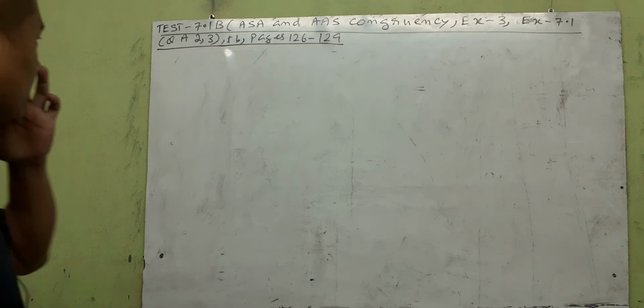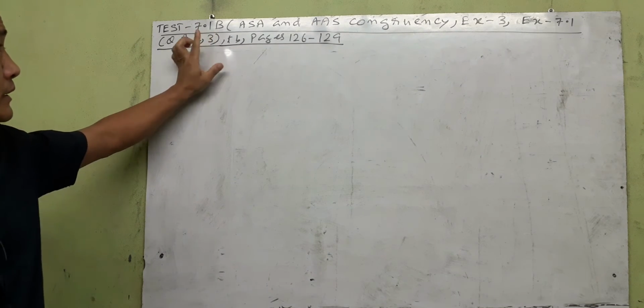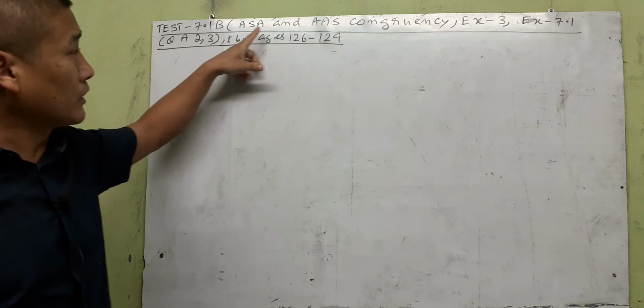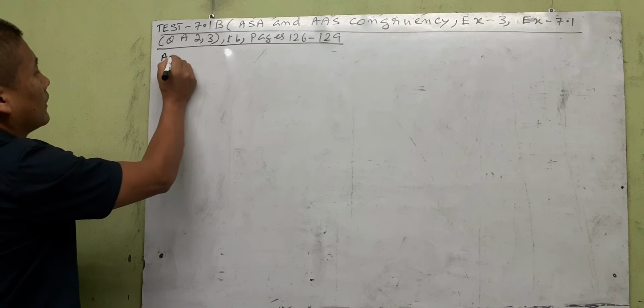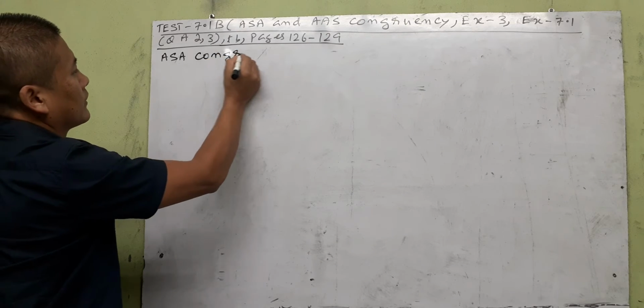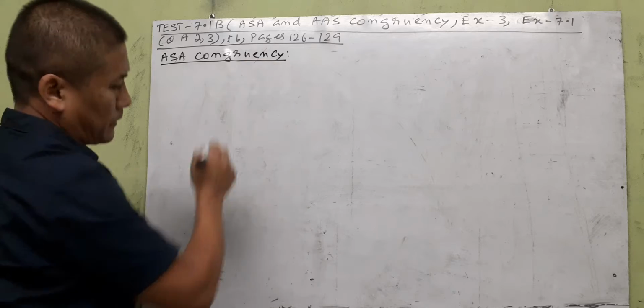Okay, so this test portion here, 7.1B class 9 maths, under exercise 7.1. Let us start with these two congruency conditions. The first one here is ASA congruency. So let us write it down along with me.